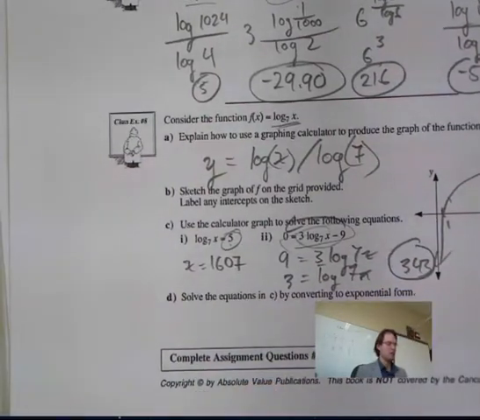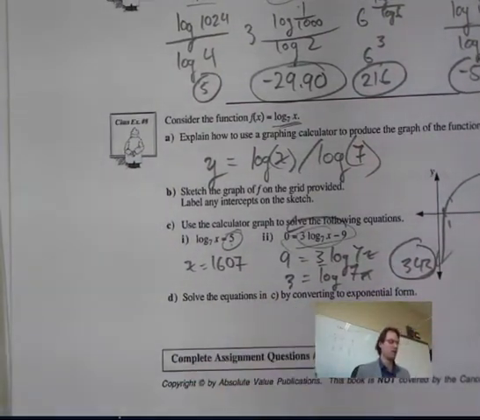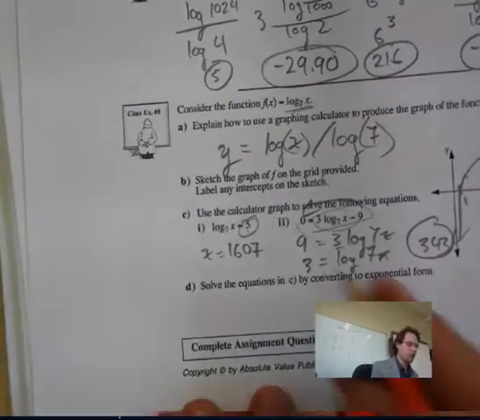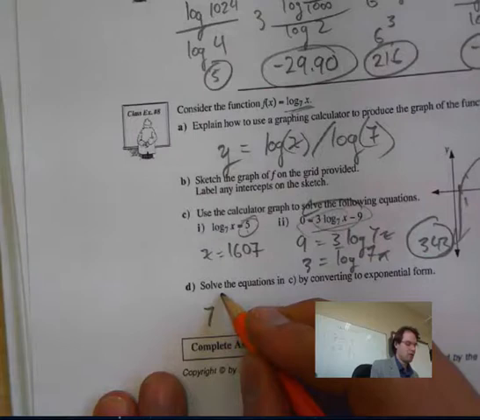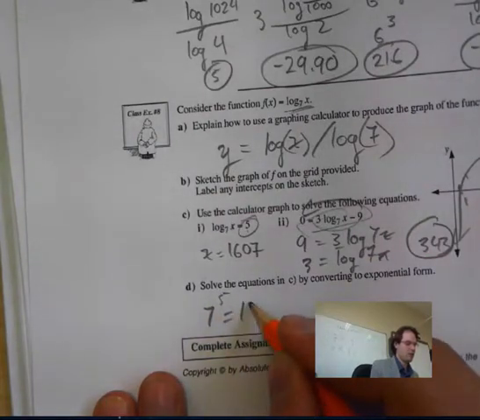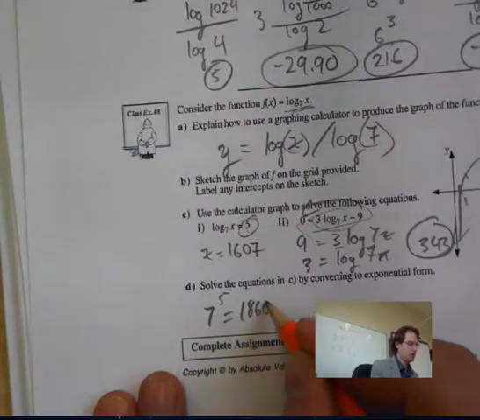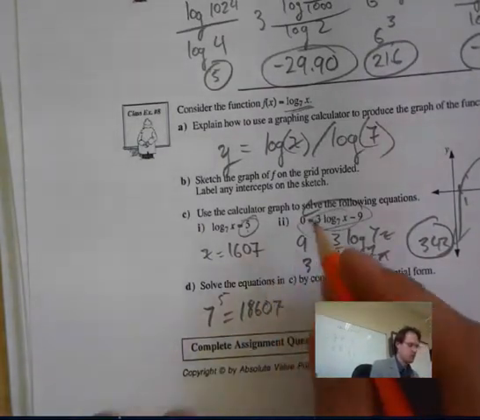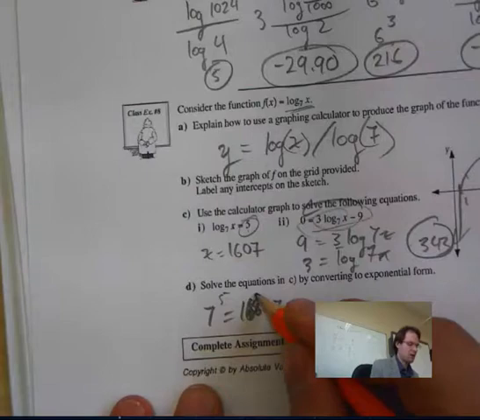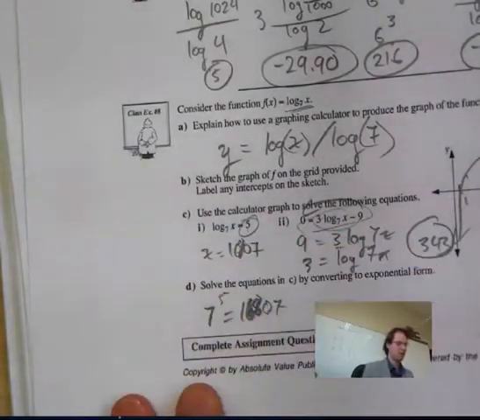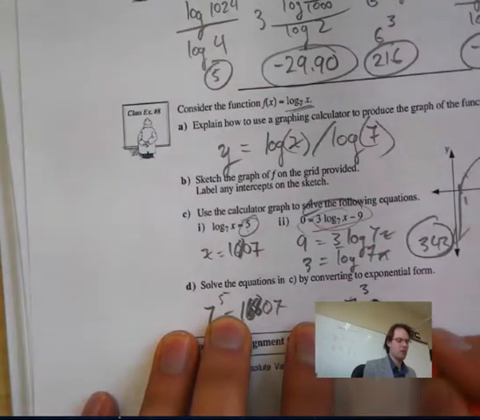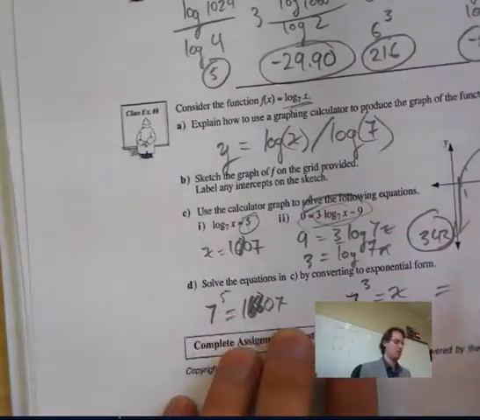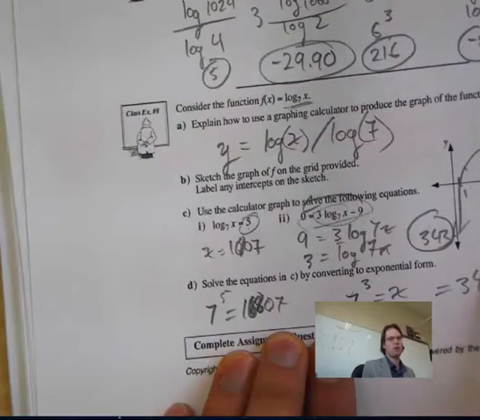Okay? Now it says solve the equation by converting to exponential form. Well, that's pretty simple, this one. This is saying 7 to the 5 is equal to x. Oh, that should be 16807, I believe it was. 16807. I copied the numbers. And this one right here is going to be 7 to the power of 3 is equal to x, which is equal to 343.